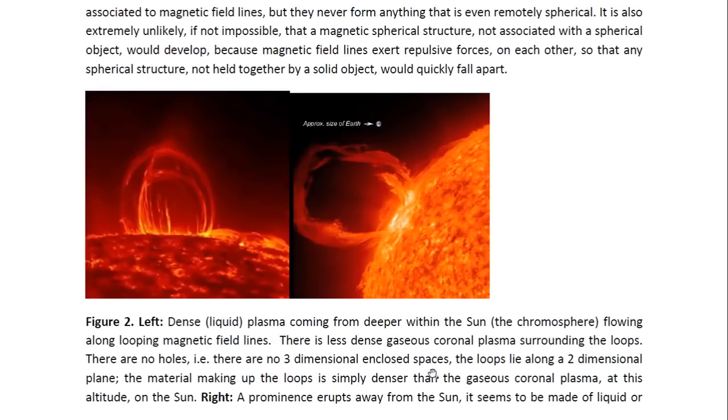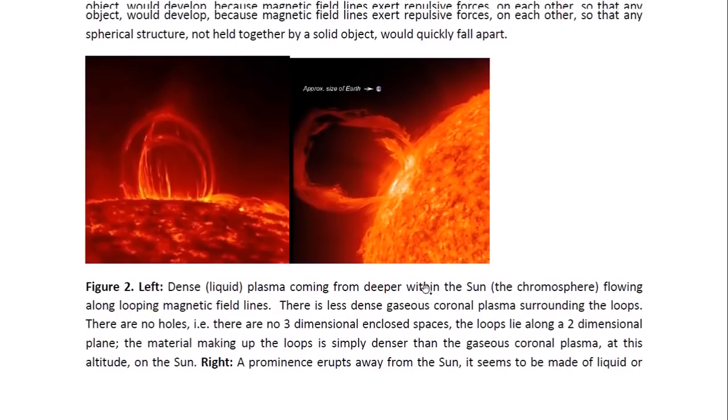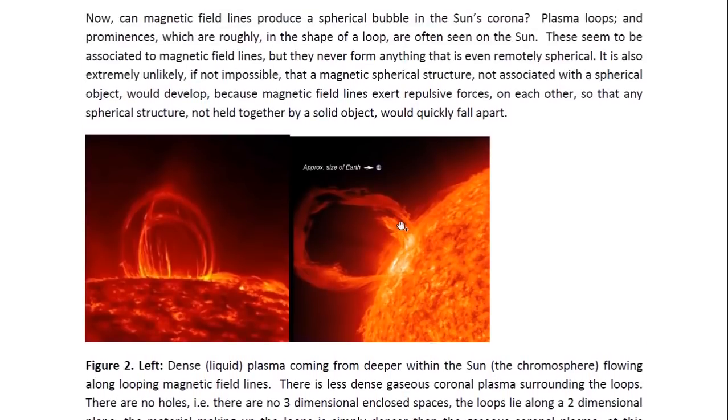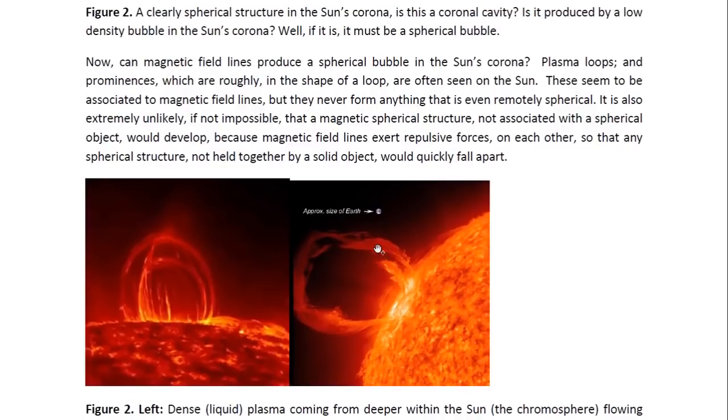There are no three-dimensional enclosed spaces. The loops lie along a two-dimensional plane, and the material making up the loops is simply denser than the gaseous coronal plasma at this altitude on the sun. And the same here. This forms a two-dimensional structure, not a three-dimensional structure. It does not enclose a three-dimensional space, a three-dimensional volume. So magnetic field lines do not seem to produce these spherical structures.